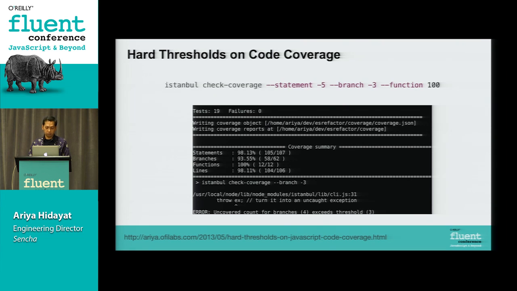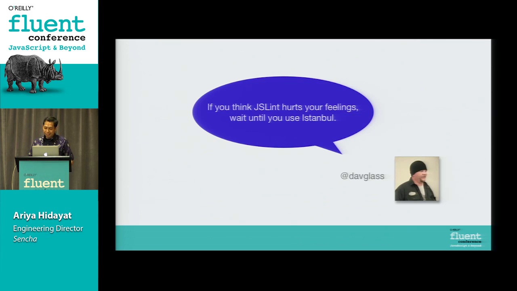So put this wherever you want to be defensive, from the editor integration to Git pre-commit hooks to Travis CI, everything. So there's no way someone can sneak in some code without writing some tests. There's a very nice sentence from DevGlass from Yahoo. If you think just lint hurts your feelings, wait until you use Istanbul. Your heart will be broken into 1,000 pieces because you think that you've done thorough testing in your project, but apparently you don't.